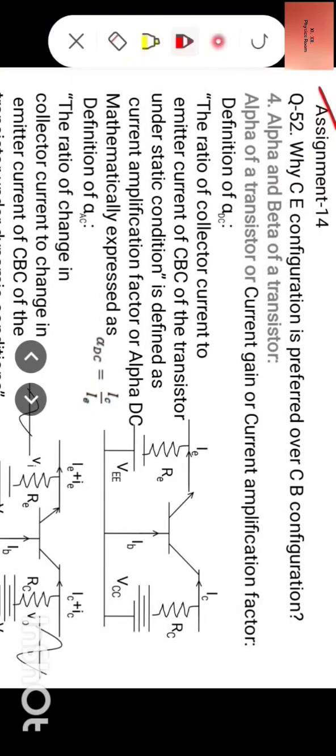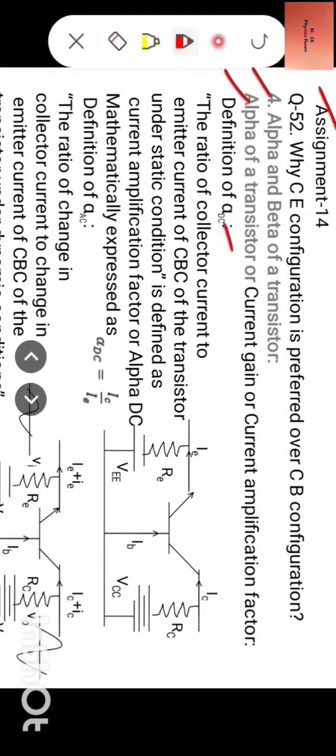Now after studying about 3 configurations of a transistor, we come to fourth part of it, alpha and beta of a transistor. First we take up alpha of a transistor. Alpha of a transistor or current gain or current amplification factor. These are 3 different names for alpha of a transistor. Either we say alpha, or we say current gain, or we say current amplification factor. Now let us take up definition of alpha.